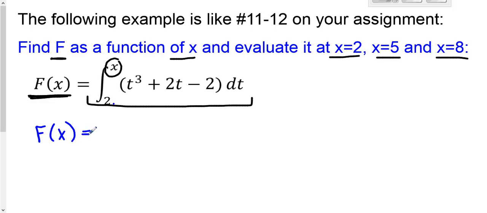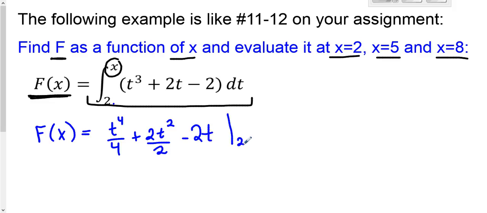So we're going to have t cubed becomes t to the 4th over 4 plus 2t squared over 2 minus 2t from 2 to x. So we're just evaluating this like any other integral because it doesn't say anything about derivative or finding the derivative or anything. So then we use the fundamental theorem of calculus, plug in x, plug in 2.